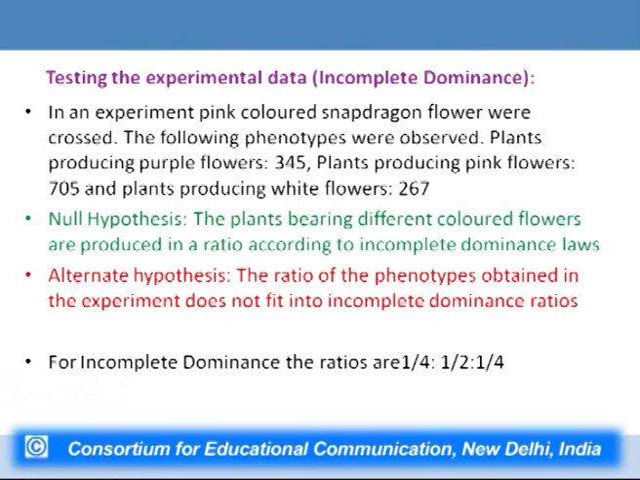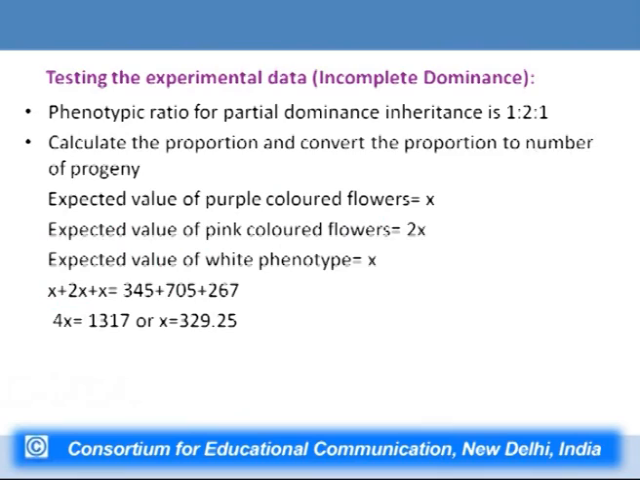For incomplete dominance, the ratios are 1/4:1/2:1/4, which comes up as 1:2:1. Now, we calculate the proportion and convert the proportion to numbers of progeny.